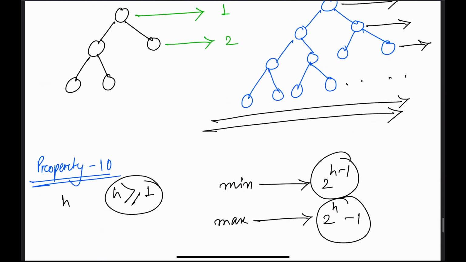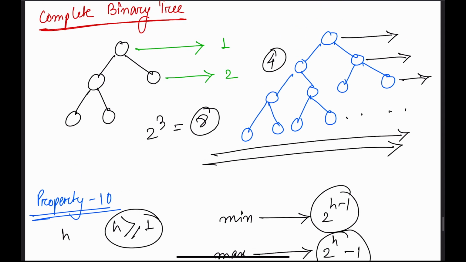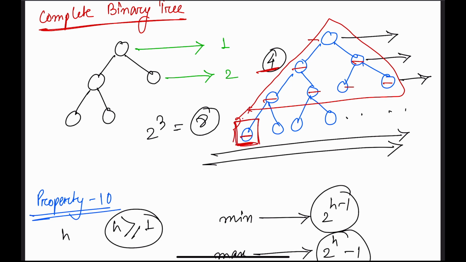Now, here in this case, h is 4. The minimum number of nodes possible is what? 2 to the power h minus 1, that means 2 to the power 3, which is equal to 8, obviously 1, 2, 3, 4, 5, 6, 7, 8 are needed. Obviously up to this it is going to be a full binary tree. Yes, a full binary tree is also a complete binary tree, but this is the minimum number of nodes possible for height h. So if you have to have the height h, then you have to come down here also, and at minimum one node has to be here. So that's why 8.